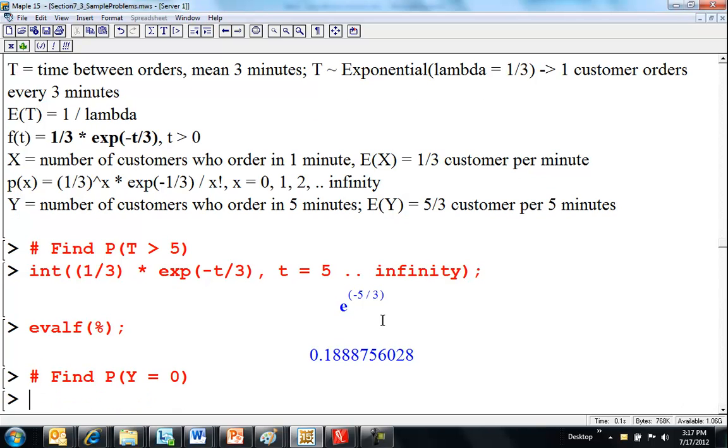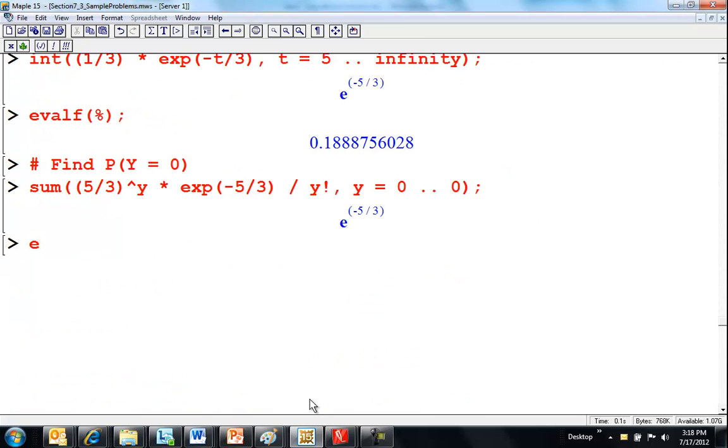So now I'm going to sum. Let me see, this is Poisson with parameter 5/3. (5/3) to the y times exp of negative 5/3 divided by, I probably should have stayed in y's, sorry about that, y factorial, y equals 0 to 0, no customers in 5 minutes. And we get the same thing. I don't know why I'm evaluating it again, we get the same value.